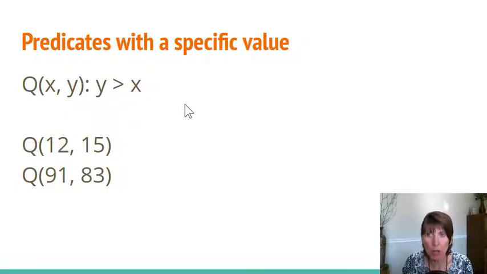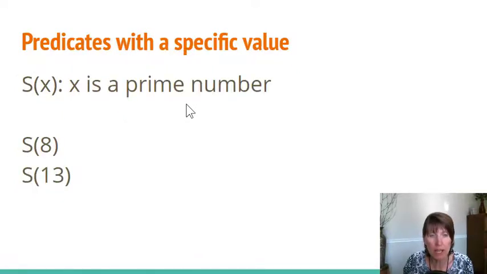When we call it with Q of 91 comma 83, we can identify that this is false because 83 is not greater than 91. And so both of these are propositions. They have a truth value that we can determine, and it's not dependent on the variable because the values are set. One more time, here's S of x, where x is a prime number. If we call that specifically with S of 8, then the truth value is false. If we call it with S of 13, then the truth value is true because 13 is a prime number.